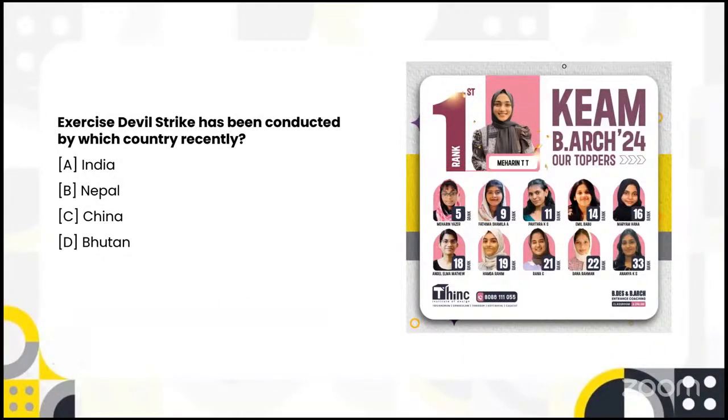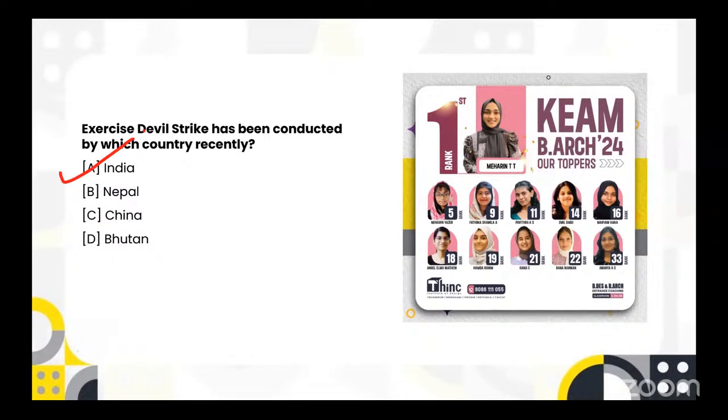Exercise Devil Strike has been conducted by which country recently? India, Nepal, China, Bhutan. Okay, so this happened from Jan 16 to 19, and it involved the top elite airborne soldiers from the Army and Air Force of India. Okay, India. So why? Focus was on refining logistics and sustaining troops in tough conditions, like snow and desert. So in those tough conditions, how they are actually performing. Okay.